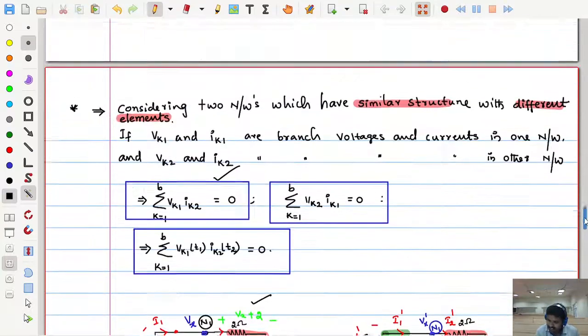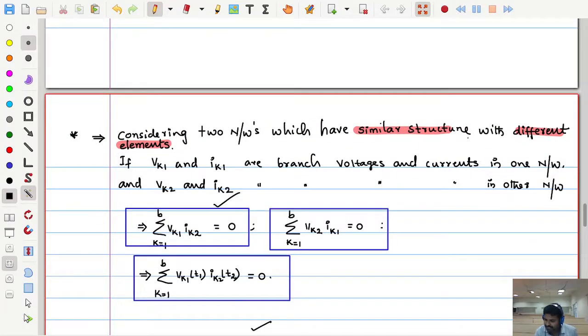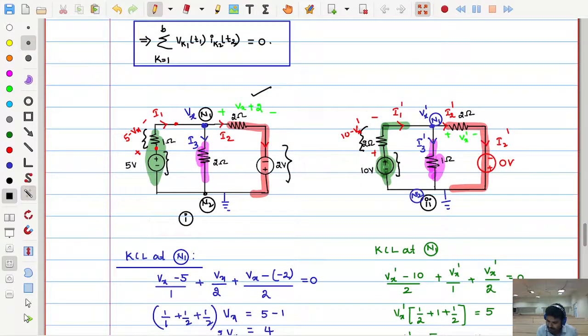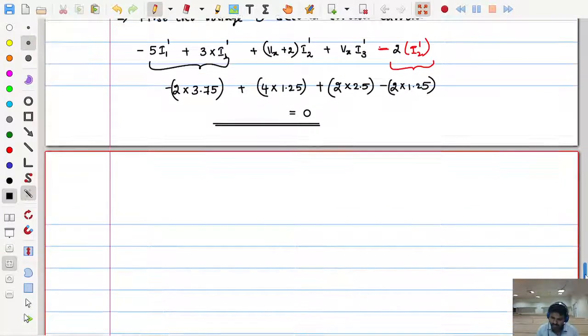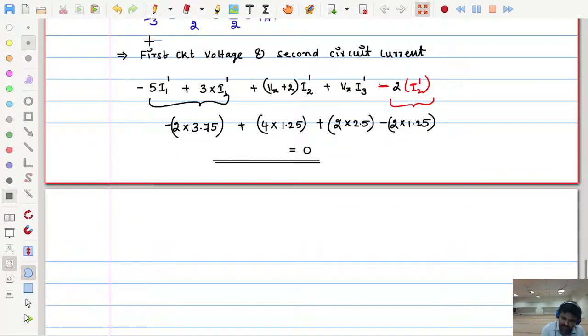But the condition is that it must have a similar structure. Elements may be different, no issue. Same or different, it doesn't matter. See, here are the elements different or not? 10 volts here, 5 volts here. 2 ohms here, 1 ohm here. 0 volts here, 2 volts here. Like that. So the structure remains the same, but even though these elements are different, it still holds Tellegen's theorem with one circuit's voltages and the other circuit's currents.